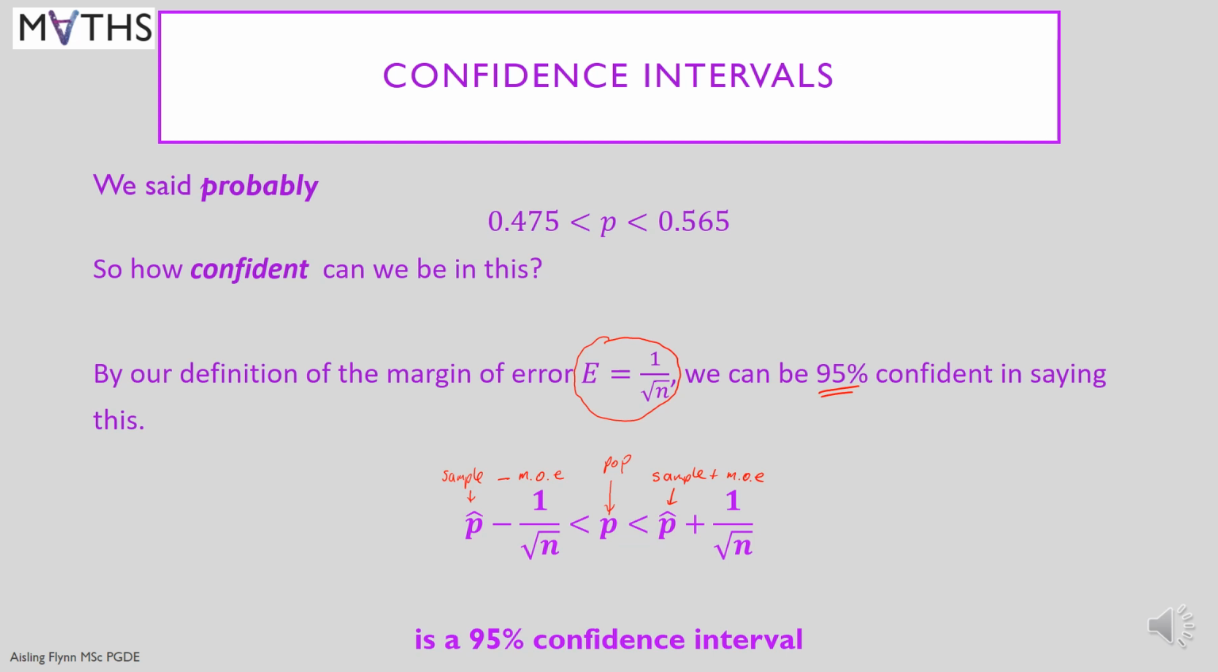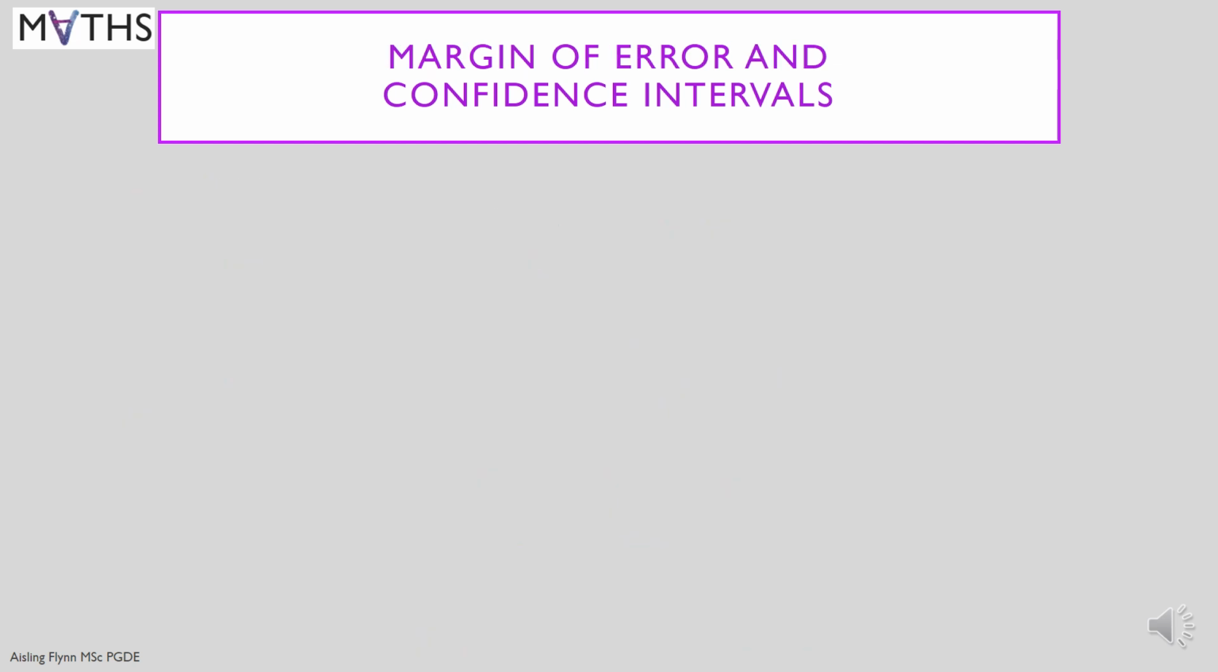This is known as a 95% confidence interval. So remember, an interval gives you a starting point and a finish point. Whenever you see those words 95% confidence in your exam paper, you need to start thinking margin of error. Margin of error and confidence intervals.